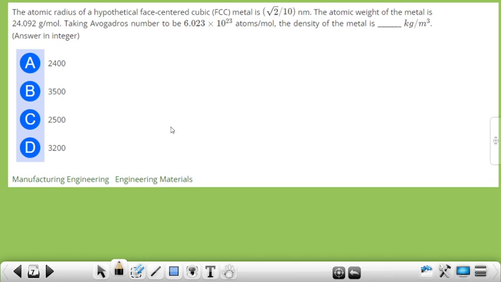Next question: the atomic radius of a hypothetical face-centered cubic metal is root 2 by 10 nanometer, and the atomic weight of the metal is 24.092 gram per mole. Taking Avogadro's number to be 6.023 into 10 to the power 23 atoms per mole, the density of the metal will be how much kg per meter cube? Options are 2400, 3500, 2500, 3200. So I have to solve it.